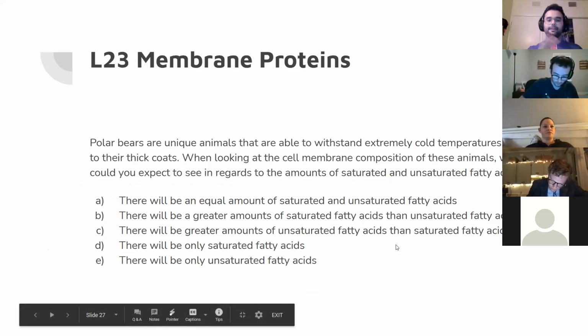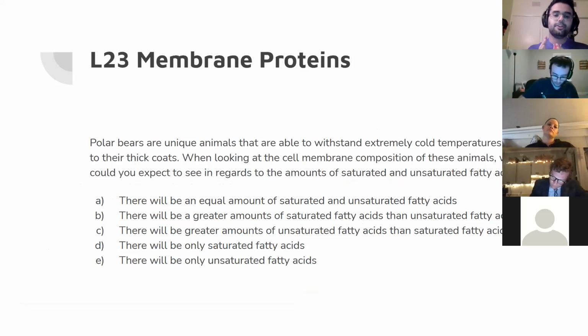So this is the question that always comes up in an exam, okay? Polar bears are unique animals that are able to withstand extremely cold temperatures due to their thick coats. When looking at the cell membrane composition of these animals, what could you expect to see in regards to the amounts of saturated and unsaturated fatty acids? I'll just give you guys some time to think about it.